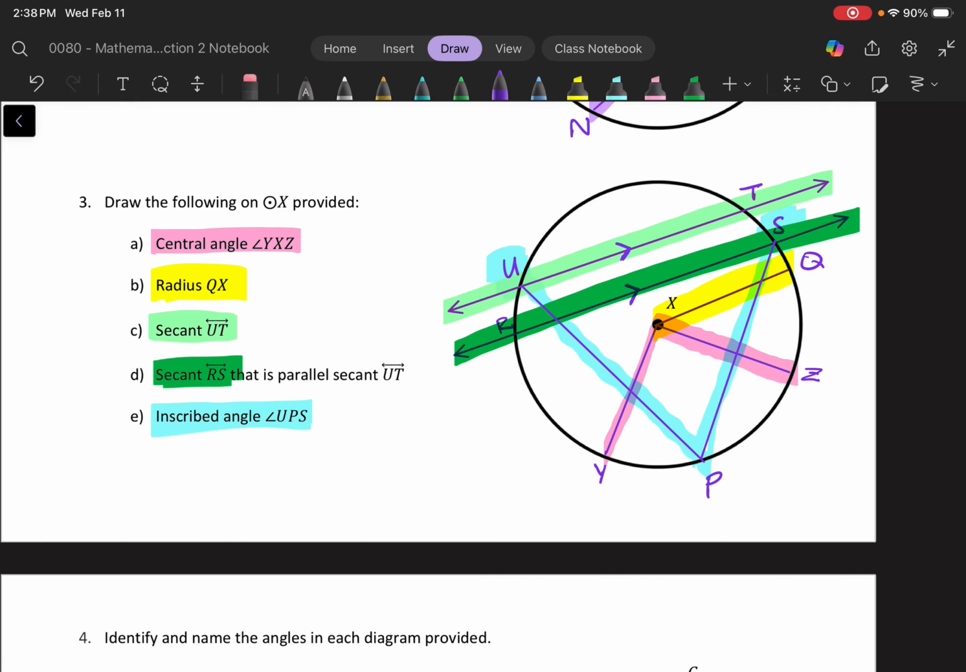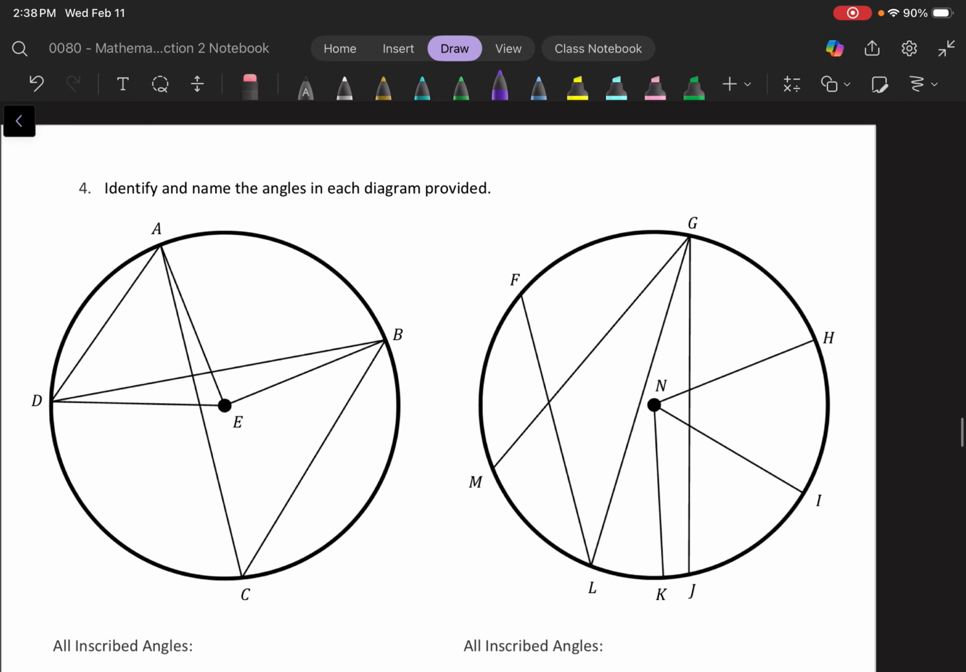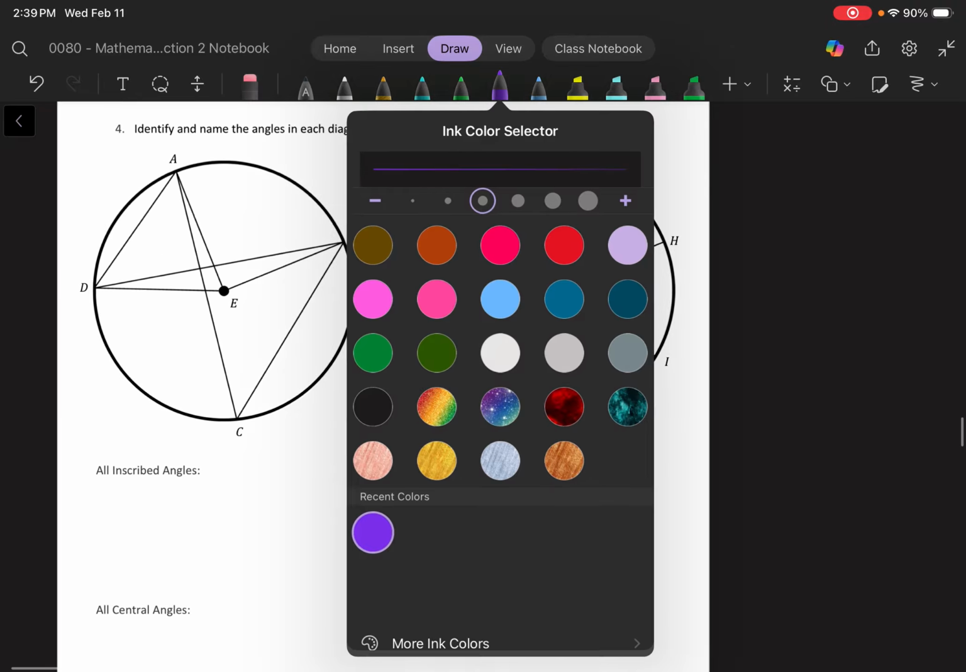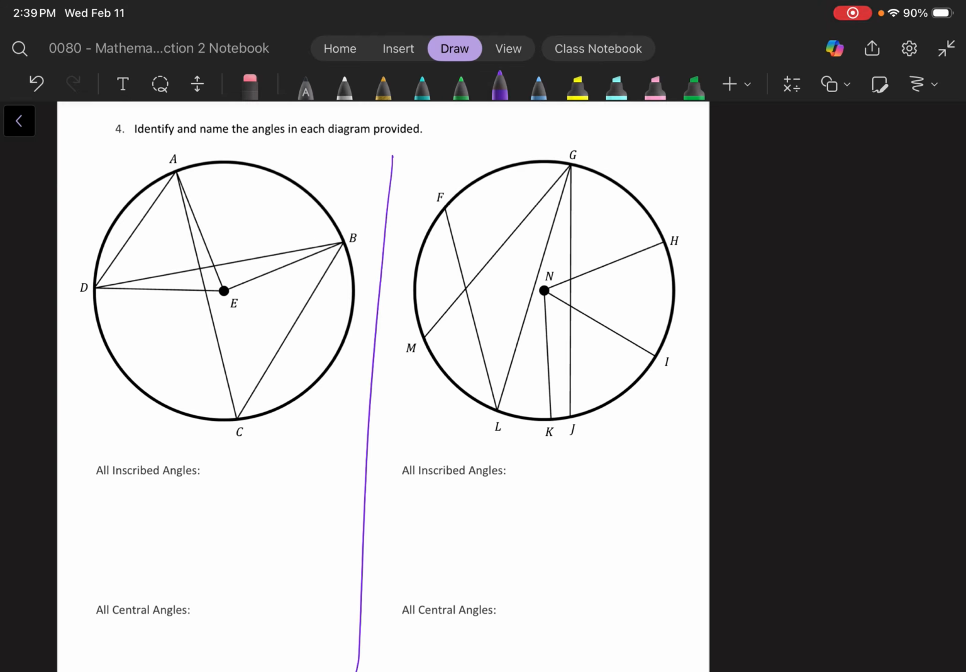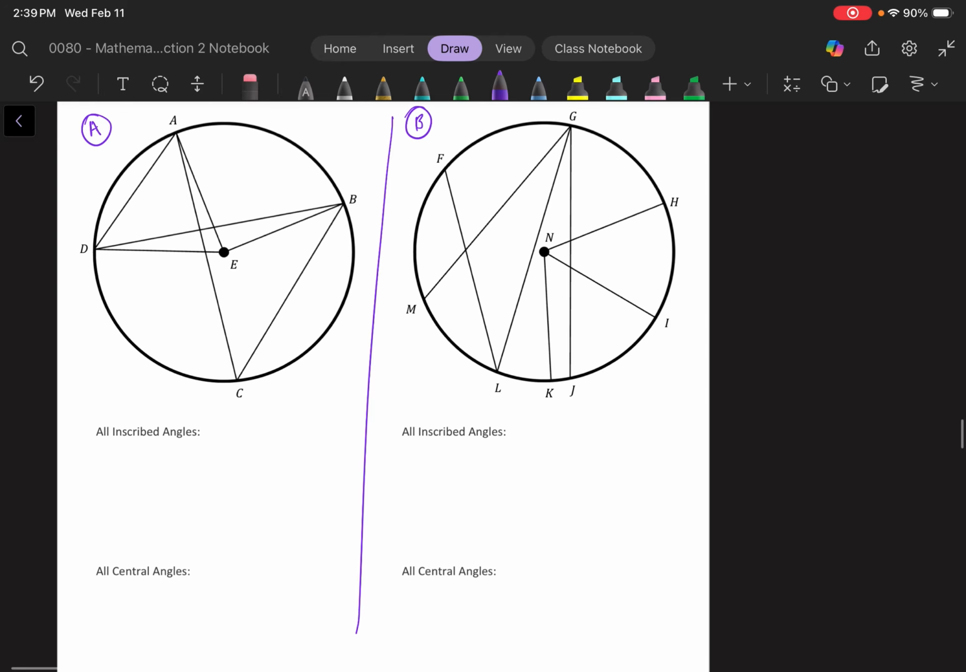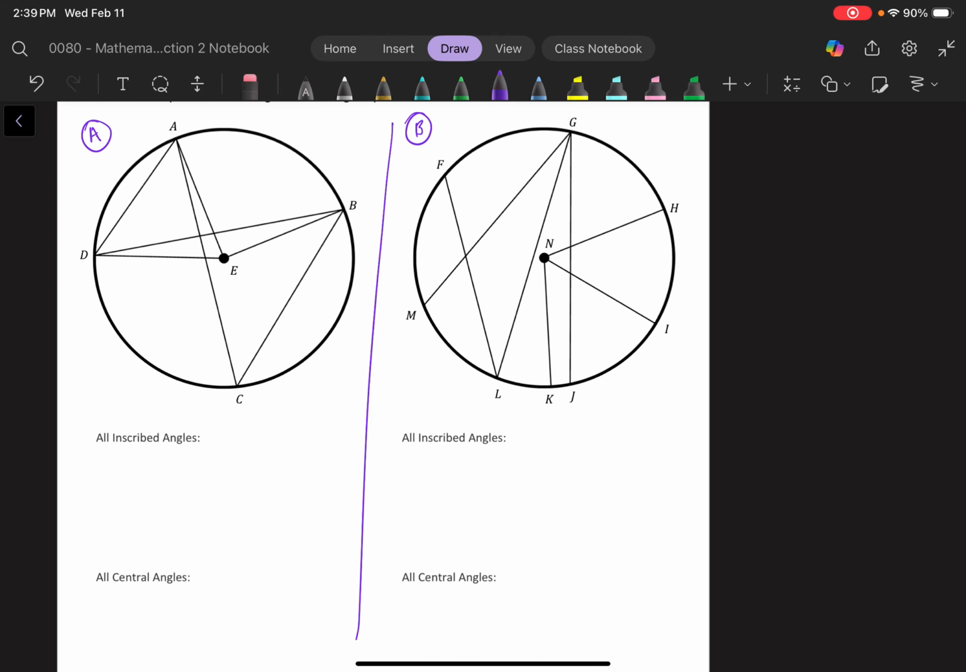We have one more question to do. And this question is only about inscribed and central angles. Okay? So when we take a look, I have two diagrams, which means I have two examples that we're going to do here. So I'm going to look at example A and then example B. But what we're doing in all of these is we're simply going to literally name every single inscribed angle that we can see in this diagram, and then name every single central angle that we can see in this diagram. And then we're going to do the same thing.